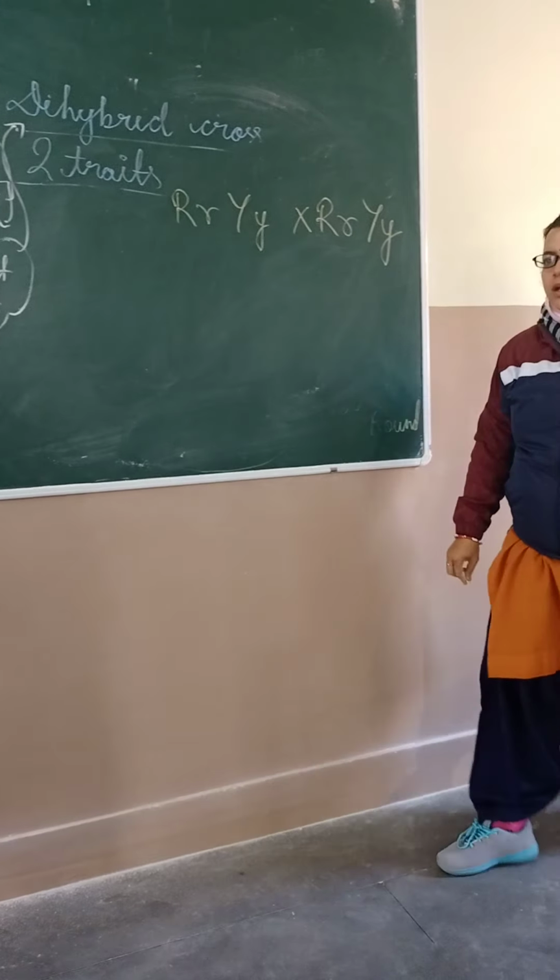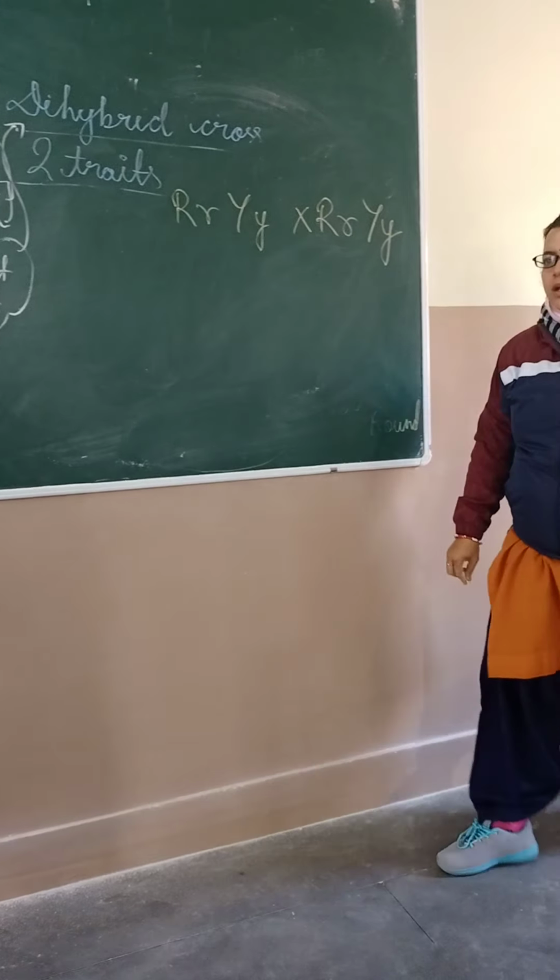So what will I write here? Capital R, capital R, capital Y, capital Y. What is this character? Round yellow. Okay, in the second box what will come? Capital R, small r, then capital Y, capital Y. In the third case what will come? Capital R, and capital Y, small y. And in the last box what will come? Capital R, small r, then capital Y, small y. Is it true?